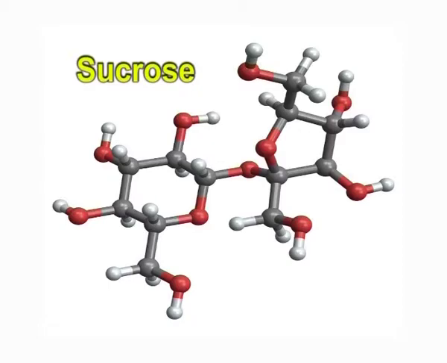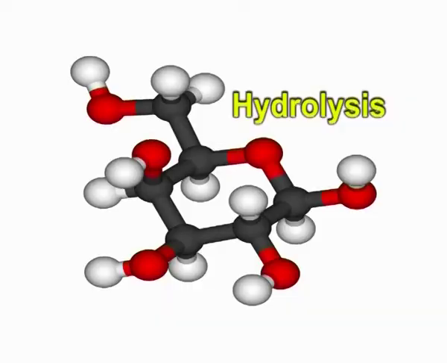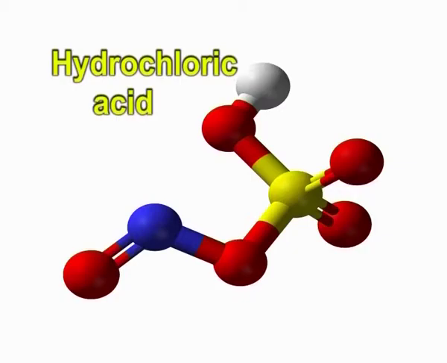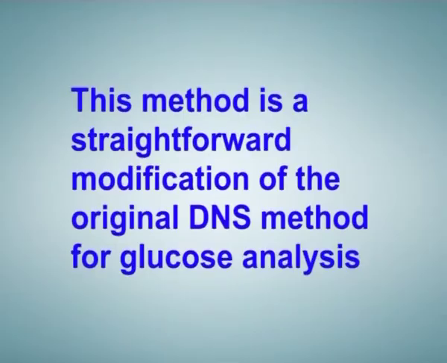Therefore, the sucrose and complex carbohydrates must be broken down into simple sugars like glucose first. The hydrolysis can be done by boiling the sample with hydrochloric acid, and then the pH is adjusted to give a basic solution under which the conditions are good for reducing sugars. This method is a straightforward modification of the original DNS method for glucose analysis.